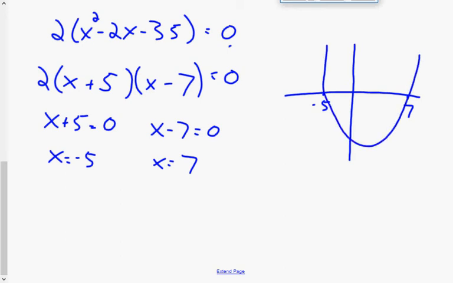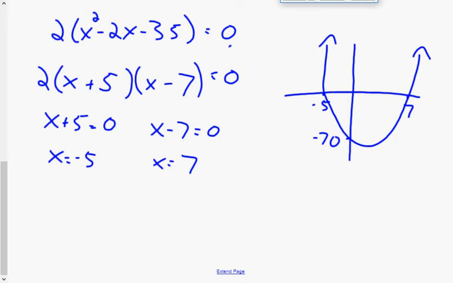How do you know that it's opening up? What's my a value? Positive. You do know that. And I can even tell you what this value was. This was negative 70. That's it. You guys have learned actually quite a bit in the last few days about this stuff.